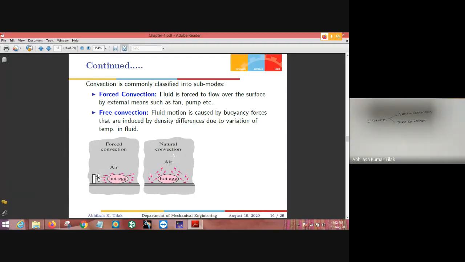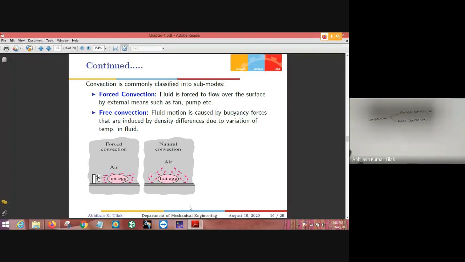So the free convection is generally caused because of the density differences due to variation of the temperature in the fluid. So the fluid layer which is close to this hot egg will have a higher temperature. The fluid adjacent to it will have a lower temperature, and further fluid layers will have a lower temperature compared to the hot egg temperature. So here there will be density differences, and because of it, convection currents are set up, and there will be a process of free convection. I hope you have understood the difference between forced and free convection.